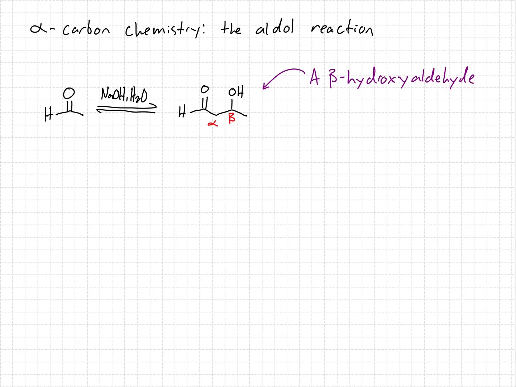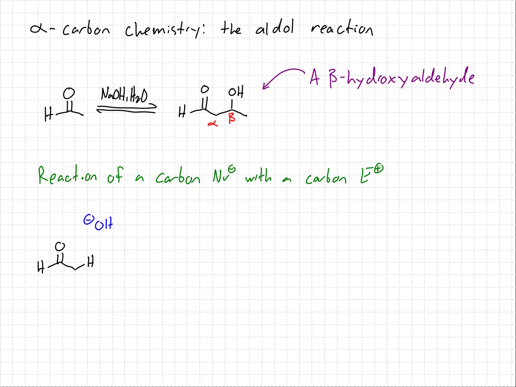Notice that our product has 4 carbons, which means that 2 equivalents of our acetaldehyde molecule have been coupled together. This is the reaction of a carbon nucleophile with a carbon electrophile, and the mechanism has been found to proceed as follows. First, in the presence of a base, we can form an enolate anion, which will serve as a nucleophile for this reaction. Under these conditions, we also have acetaldehyde, which can react as an electrophile.